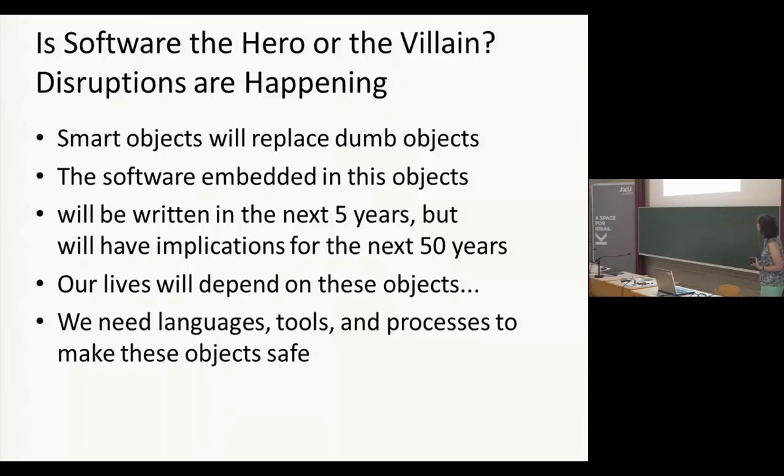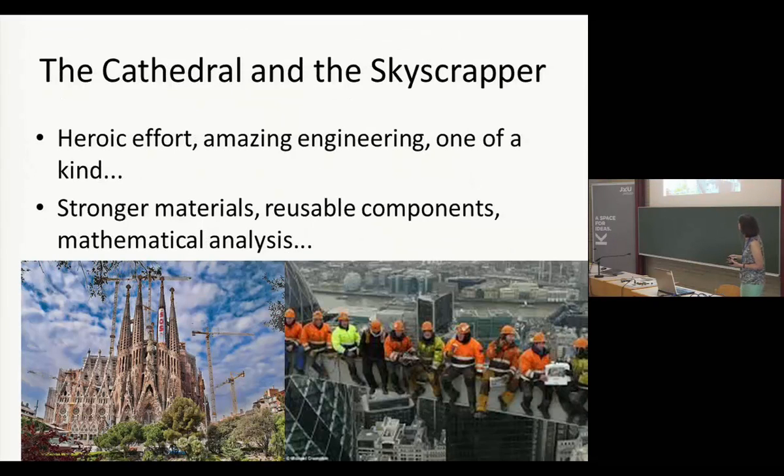So is software the problem? First of all, smart objects will replace dumb objects. I imagine a few of you have already looked up the forks. When I saw the forks, I looked them up. The problem is the software that's embedded in these products will be written in the next few years and may be around for a very long period of time. And we need languages, tools, and processes to make these objects safe.